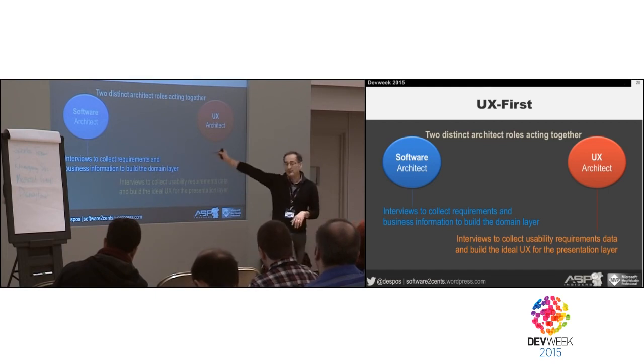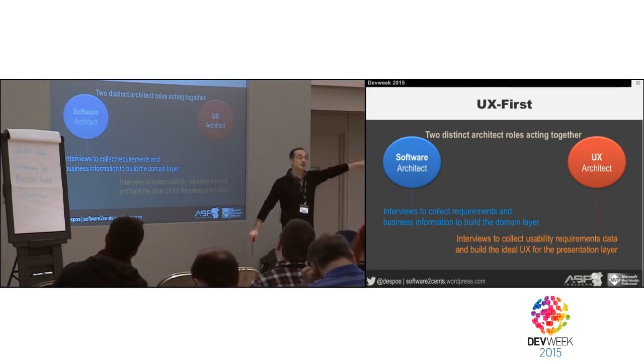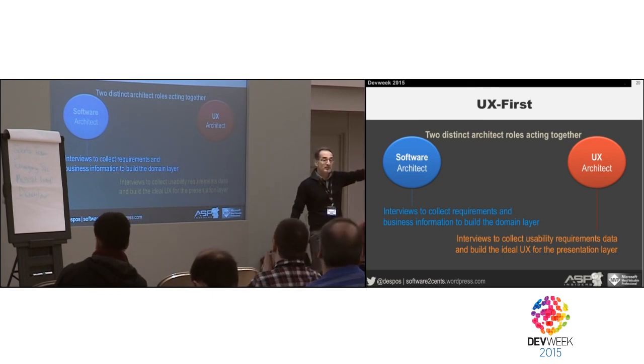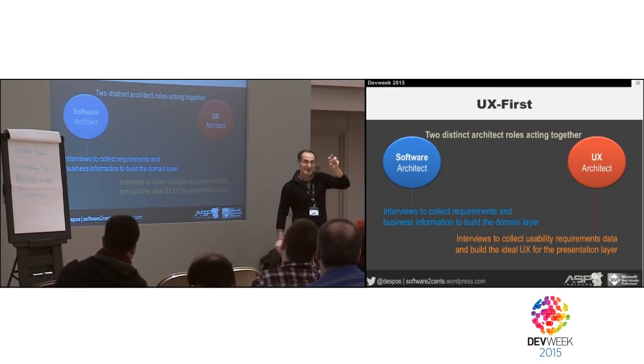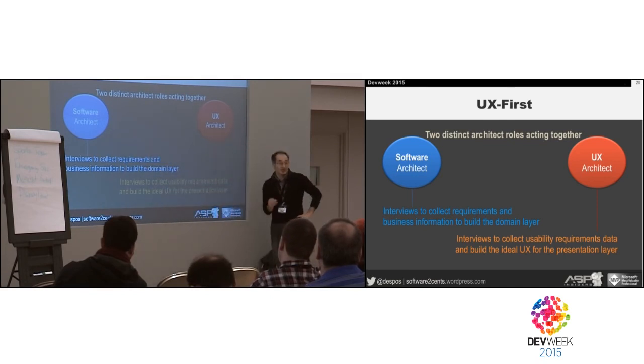So the role of the software architect is not providing new ways of doing business, new ways of doing the same things. So the process is not necessarily the target. Changing the business process is not the target of the software architect. It could be the target of the UX architect.